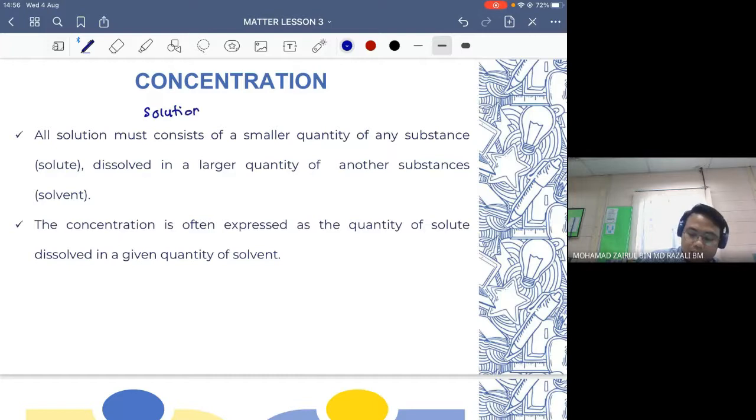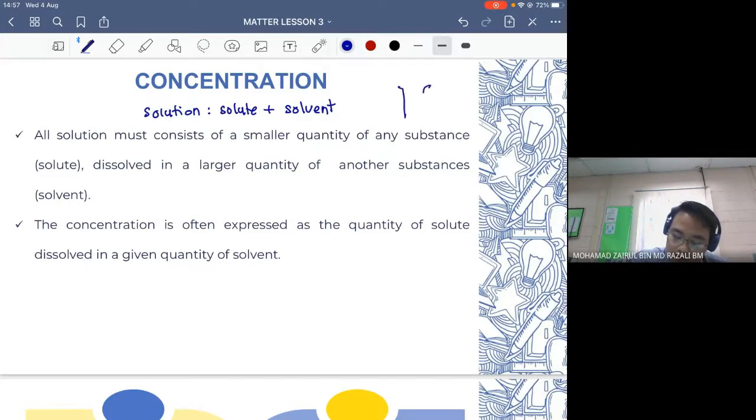Okay, dalam solution, solution must consist of two things. The first one, we need the solute, and the second one, we need the solvent. Solute is the substance that you dissolve. Maknanya bahan yang kita akan larutkan. Solvent adalah bahan pelarut.